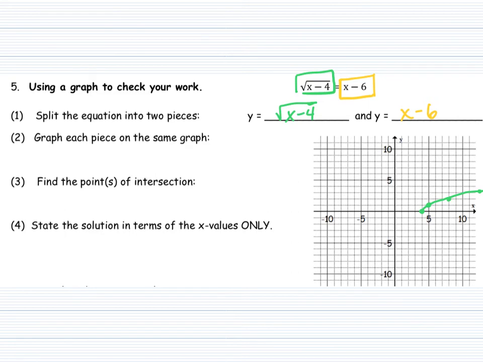And then our line, x minus 6, is going to have a y-intercept of negative 6, and it's going to have a slope of 1. So we're going to go up 1 and over 1 and continue. So that line is going to go through here, and the point where they're going to cross, and you can actually see them cross on the graph, is where x equals 8, which was our valid solution from above.